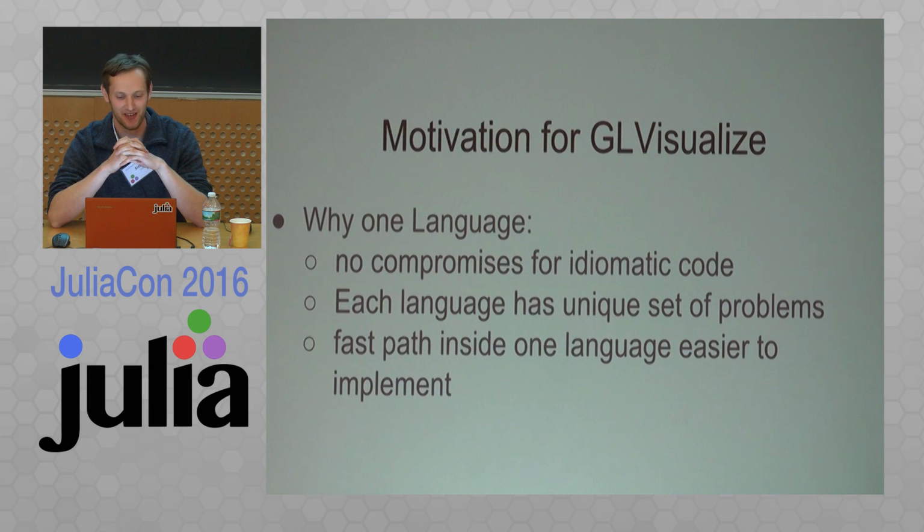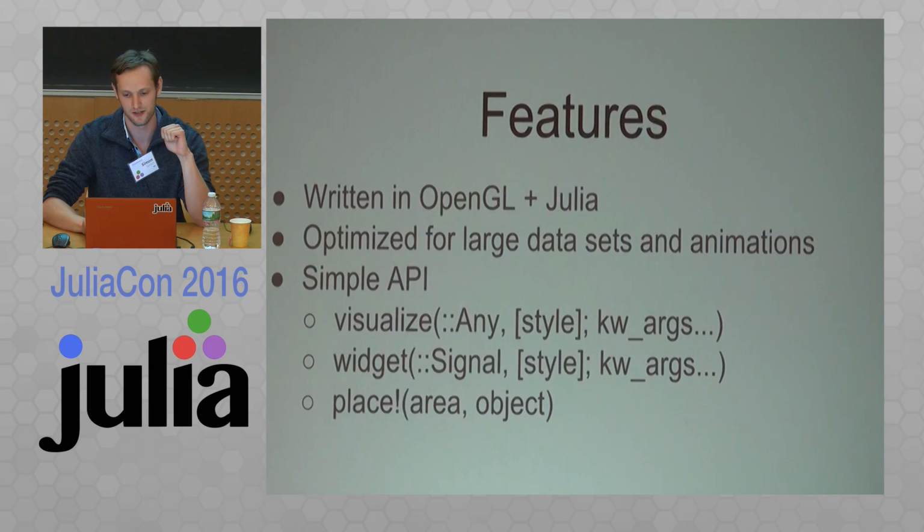And the last point is, it's a lot easier to control one language and make everything fast in one language, as long as the language allows it to make things fast, instead of doing optimization across language borders. So that means I wanted to really do something in one language, and I chose Julia. That's how GLVisualize basically started.